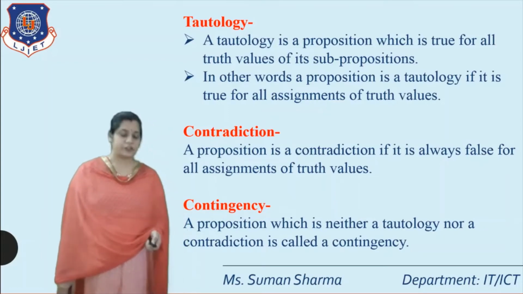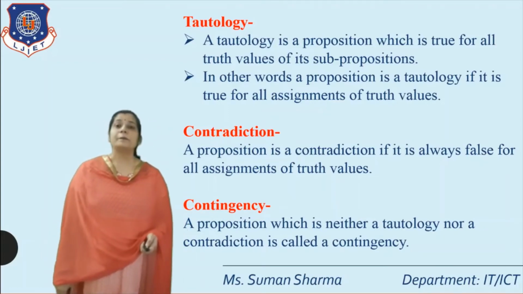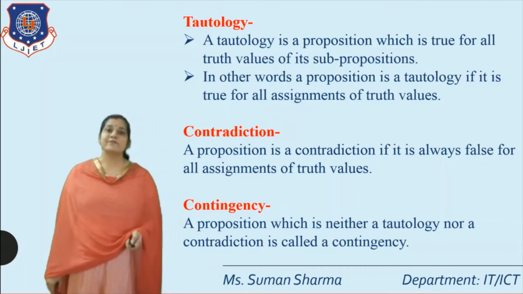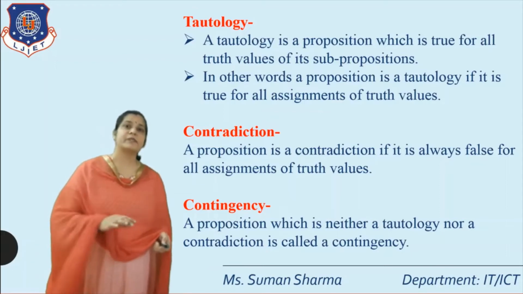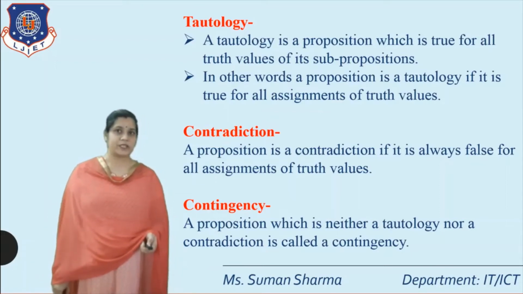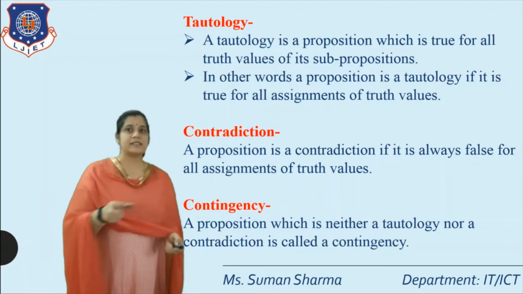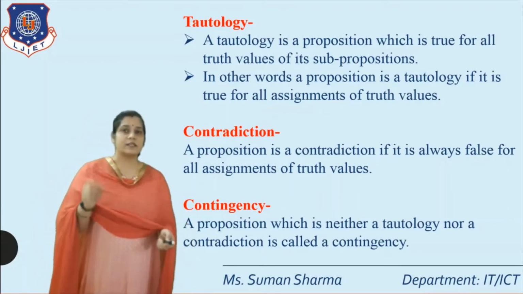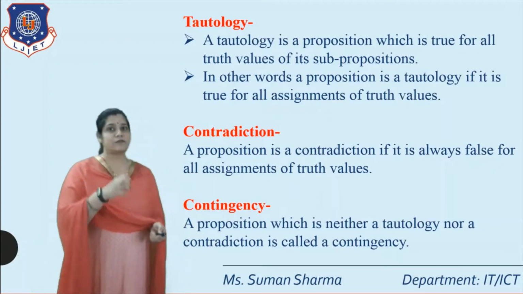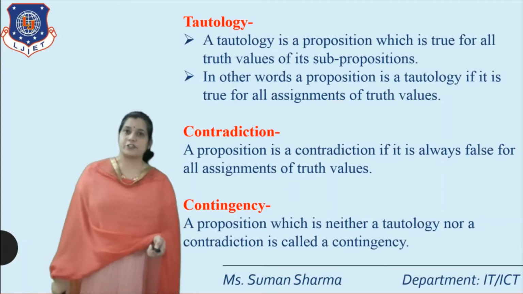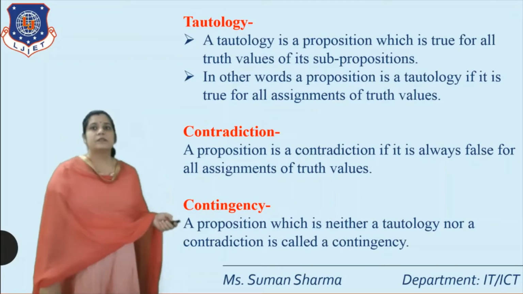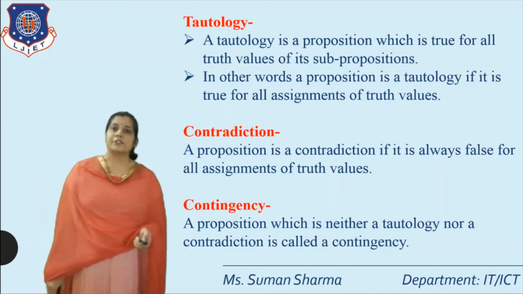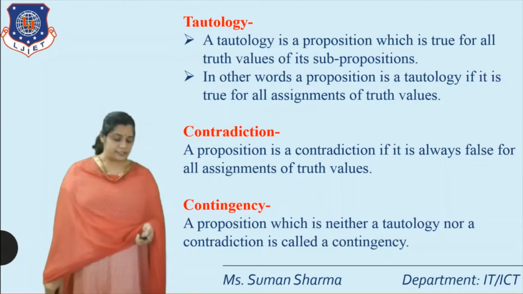Next is the contradiction. A proposition is a contradiction if it is always false for all assignments of the truth values. That means if in the final column all the values are true, this is your tautology, and if all the values are false, this is your contradiction. Next is the contingency. A proposition which is neither a tautology nor a contradiction is called a contingency.